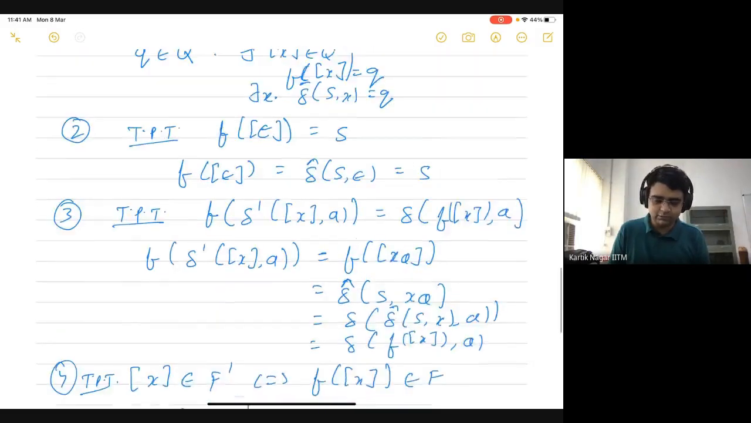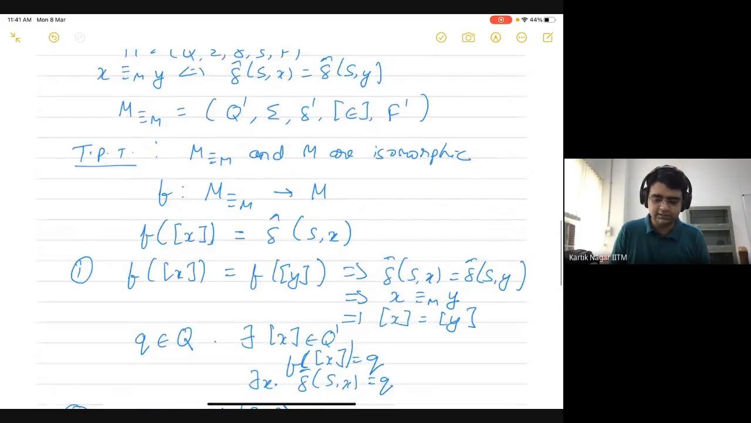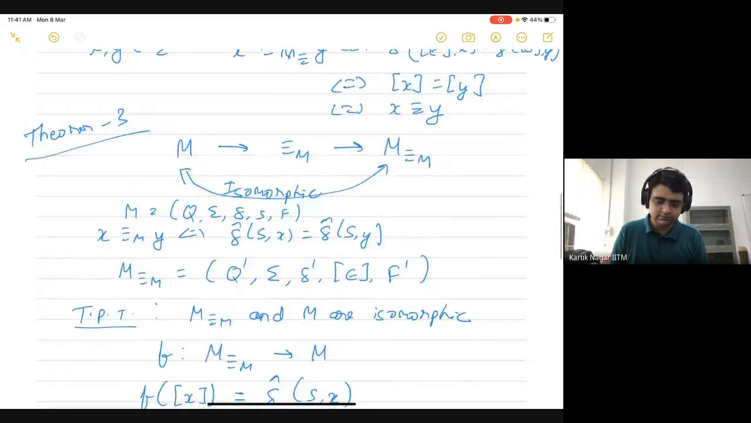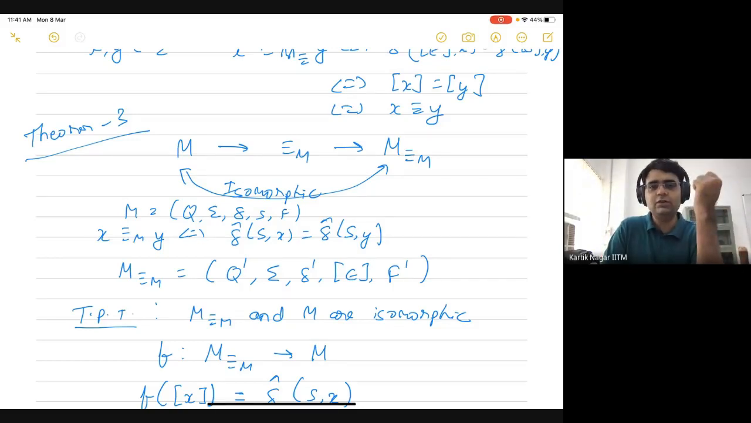So this completes the proof. This is the statement of the theorem: if you start with some DFA, then you obtain the Myhill-Nerode relation that is induced by that DFA, and then you construct another DFA based on that induced Myhill-Nerode relation, then you basically get back the original DFA. So you get a DFA which is isomorphic to the original DFA.